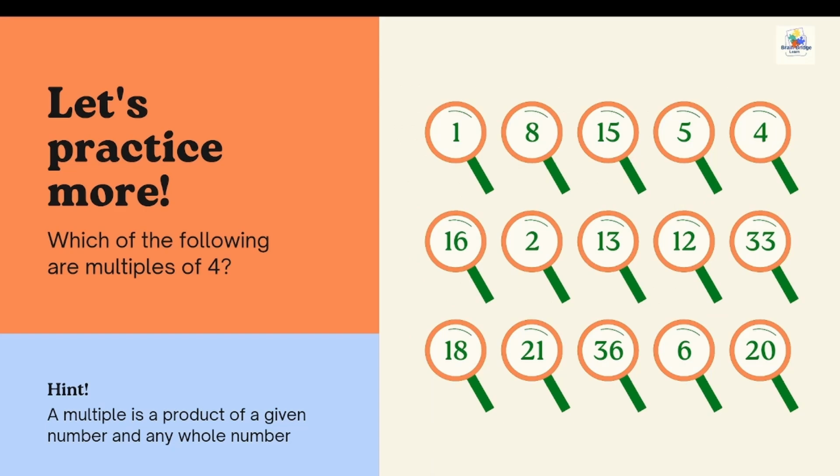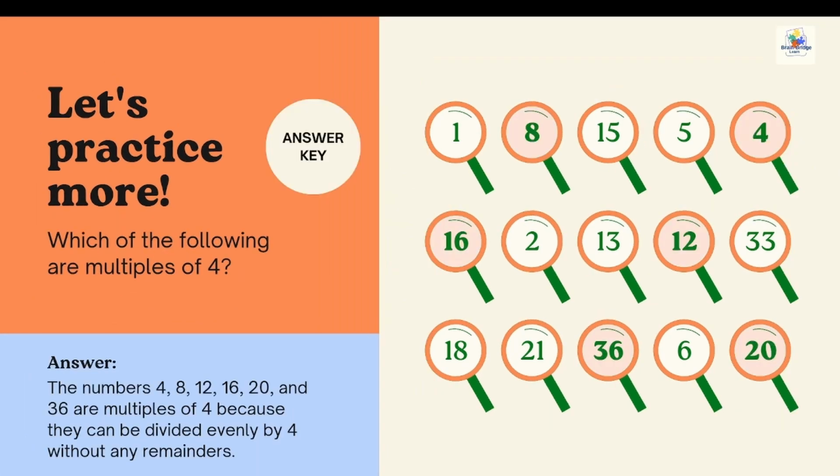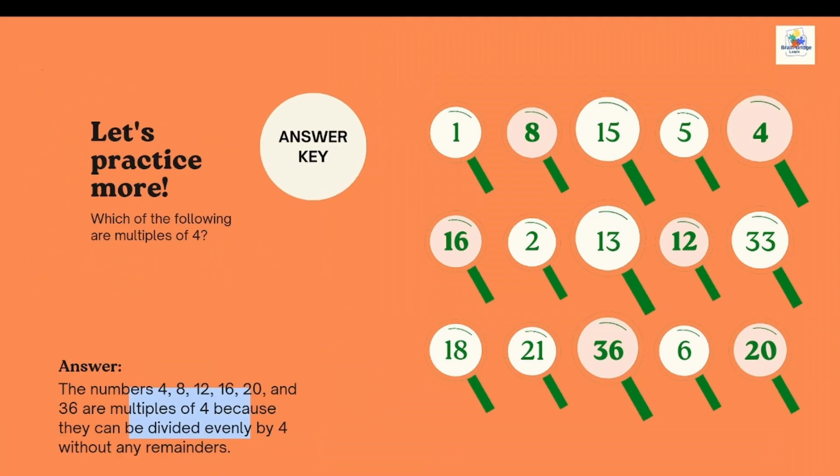Next we have let's practice more. Which of the following are the multiples of 4? So hint, a multiple is a product of a given number and a whole number. It is talking about multiples. These are the answers: 8, 4, 16, 12, 36 and 20. So the numbers 4, 8, 12, 16, 20 and 36 are the multiples of 4 because they can be divided evenly by 4 without any remainders.